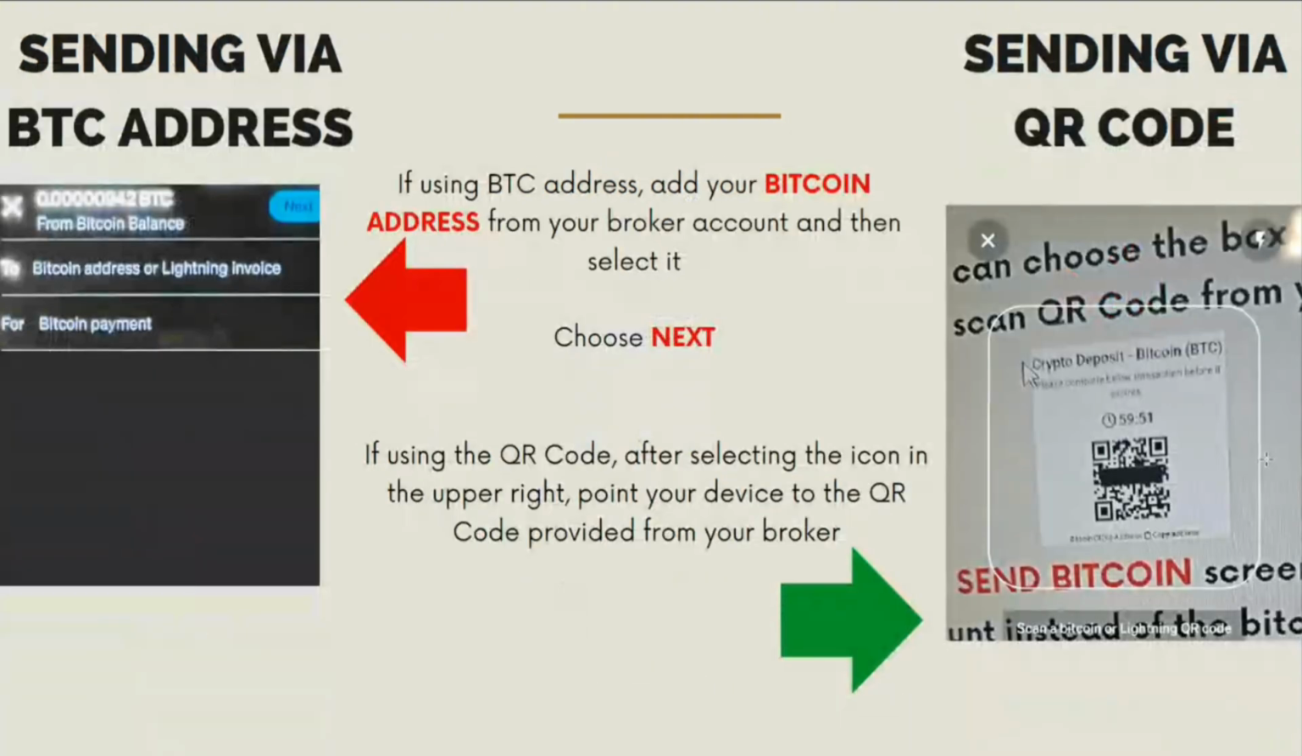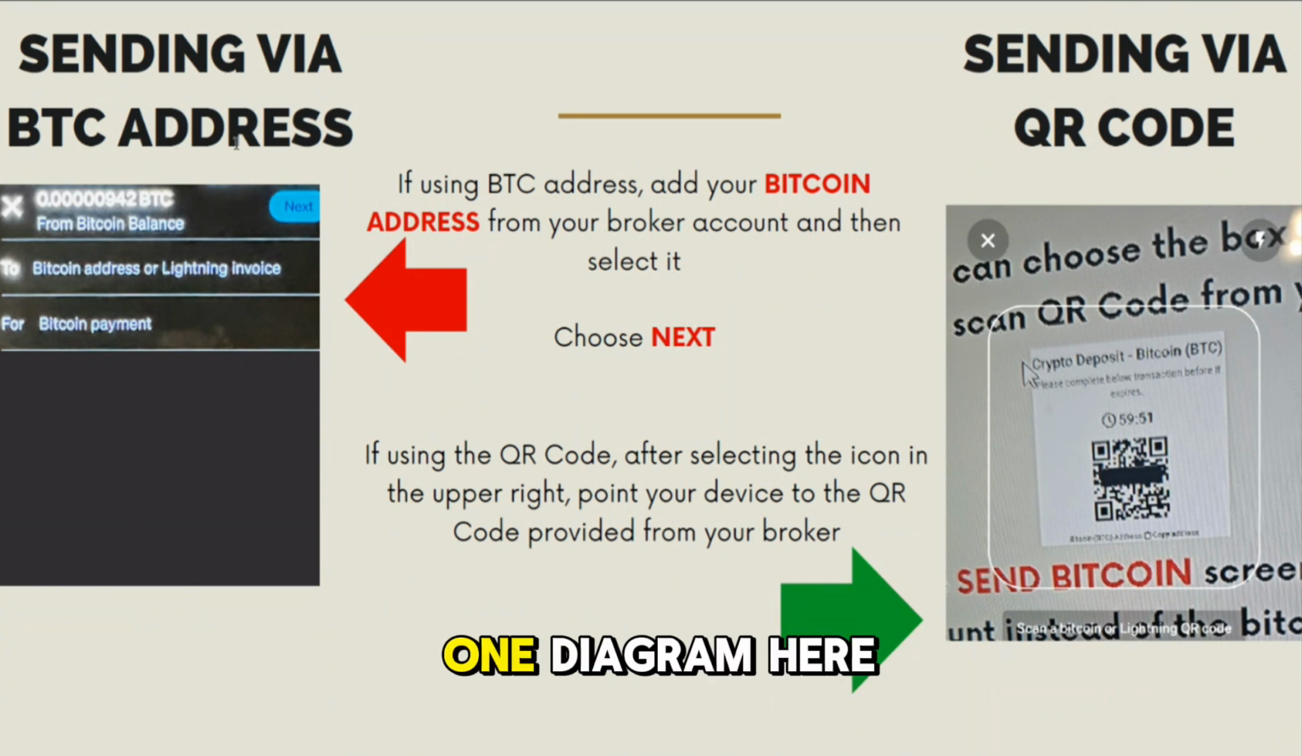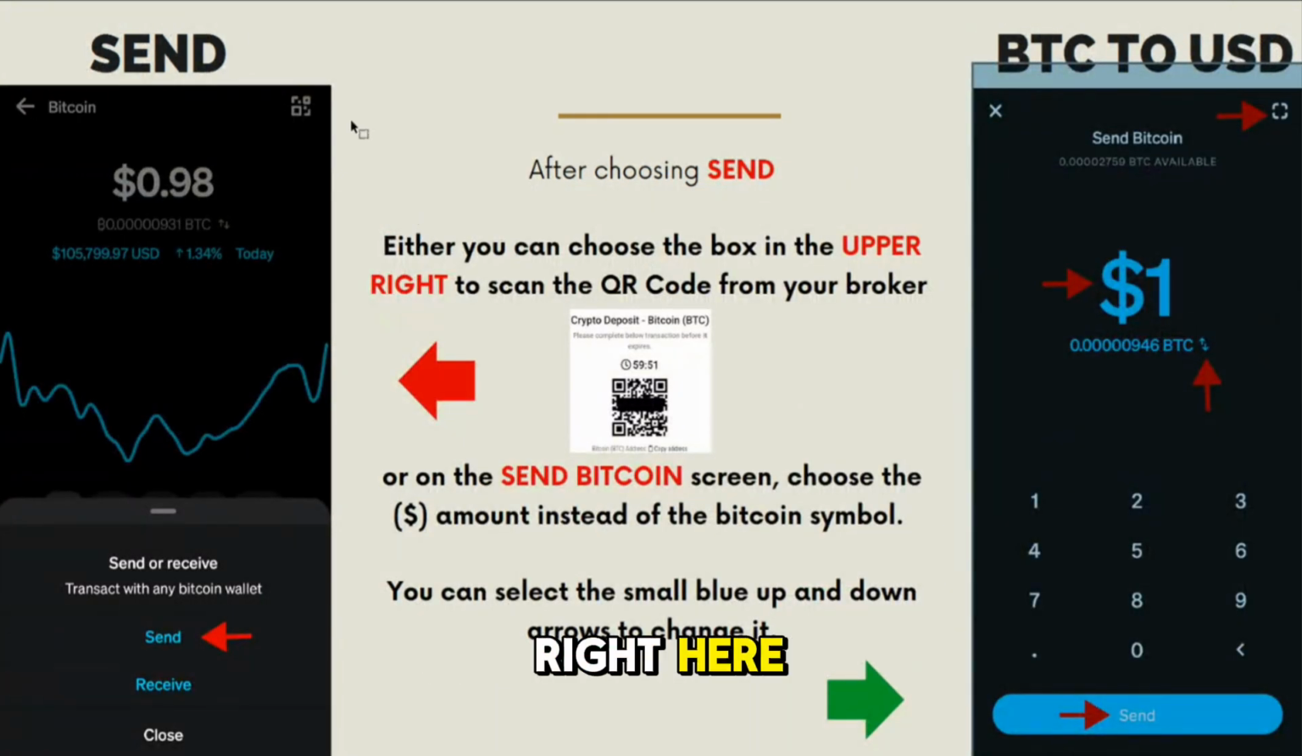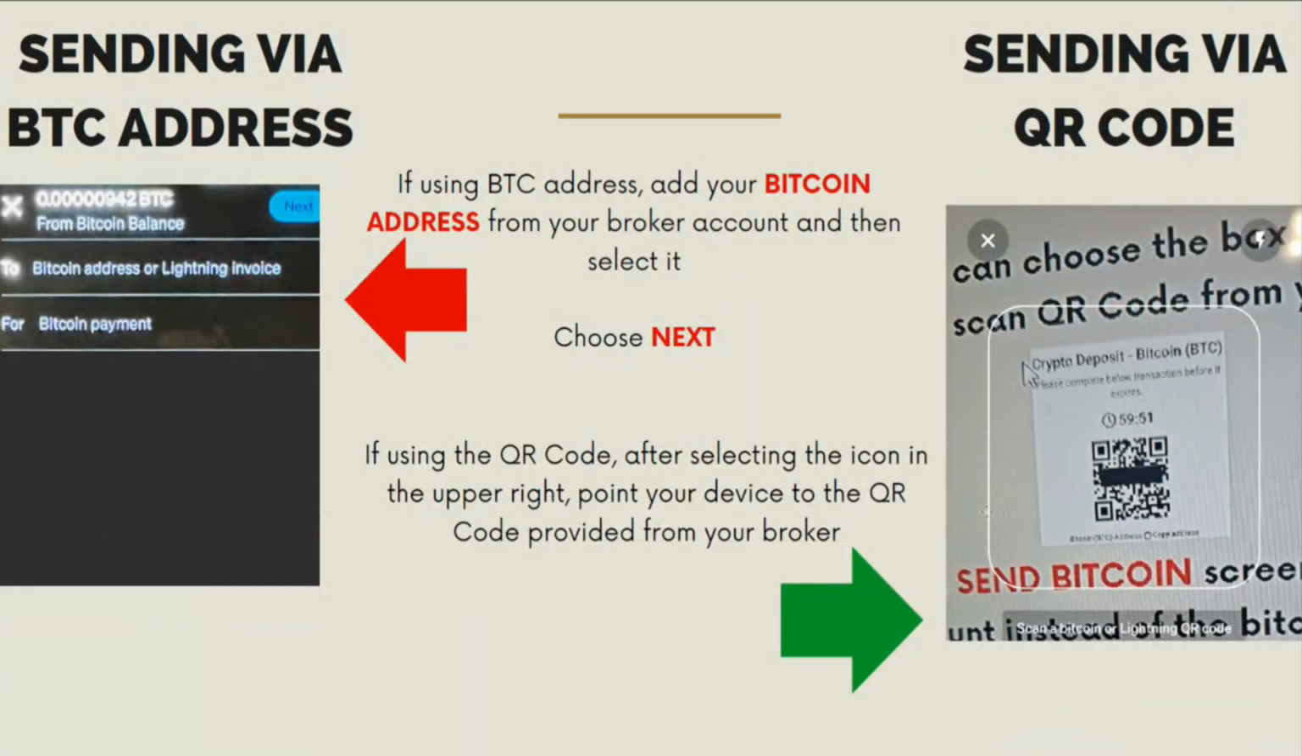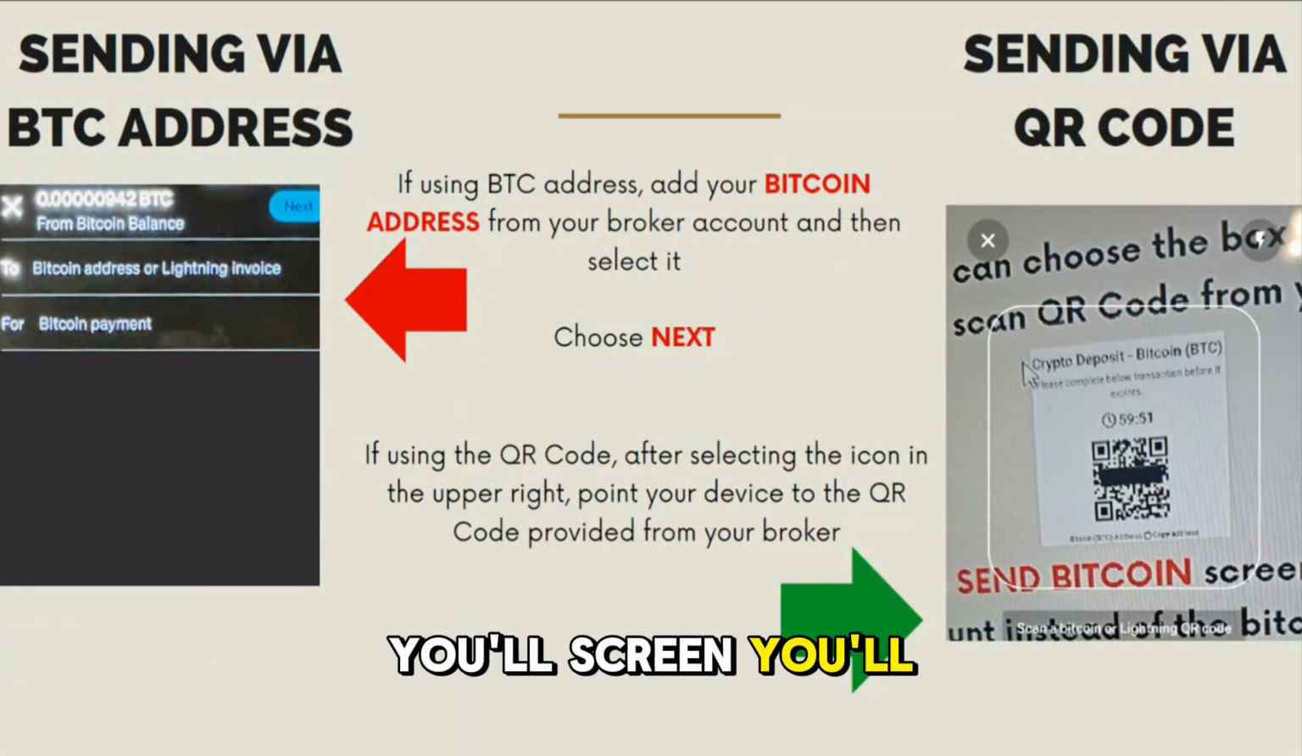Next, all right. You got one diagram here where we're sending via BTC address, remember the Bitcoin address, or we're doing the QR code. So I explained earlier about the QR code. That's that option right here. Once you select that, you'll scan the QR code from your computer screen.